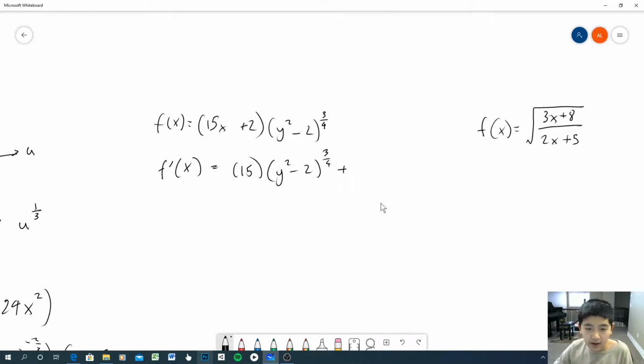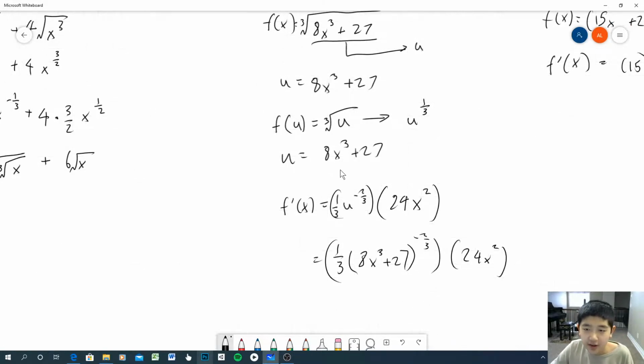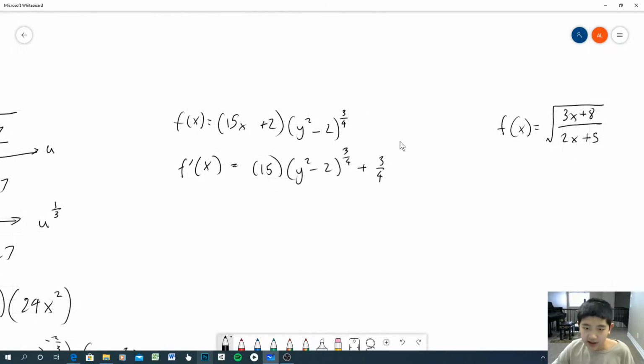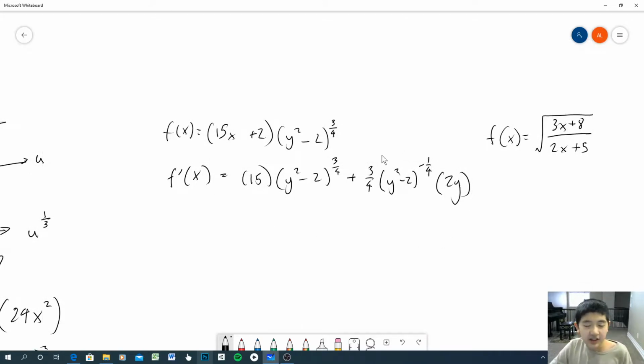Plus the 3 over 4 power. So this is where we use the chain rule because we're taking the derivative of this. So instead of using the long u method we use over here, we're just going to take a shortcut. So we're just going to treat the inner shell as one variable, and 3 over 4 minus 1 is negative 1 over 4, times 2y. Basically, the outer shell times the derivative of the inner shell. And that is basically our solution right over there.